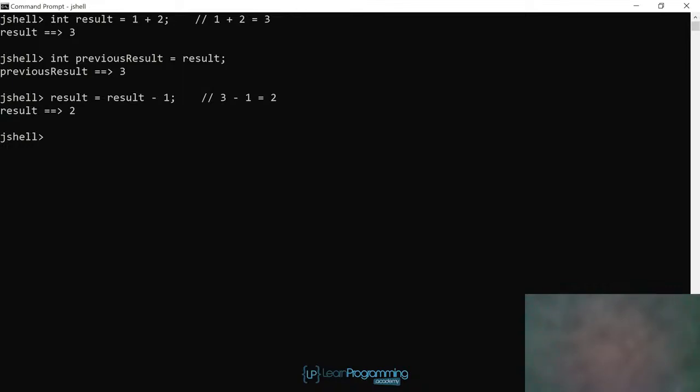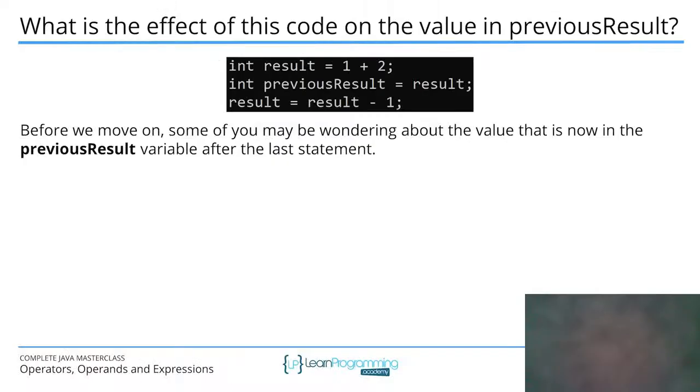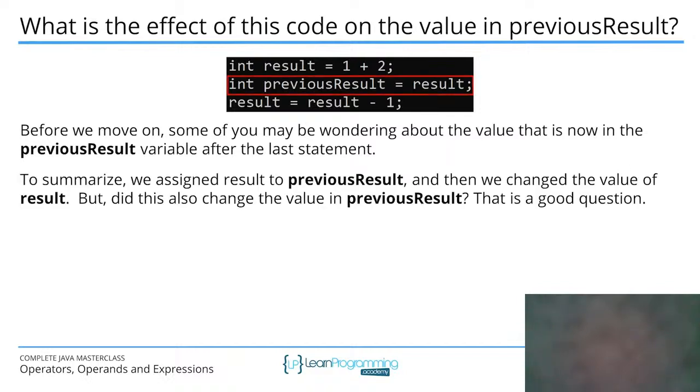Before we move on, you may be wondering about the value that is now in the previous result variable after the last statement. To summarise, I assigned result to previous result, and then I changed the value of result. Did this also change the value in previous result? That is a good question. Let's swing back and see if the values in the previous result and result variables are independent of each other.